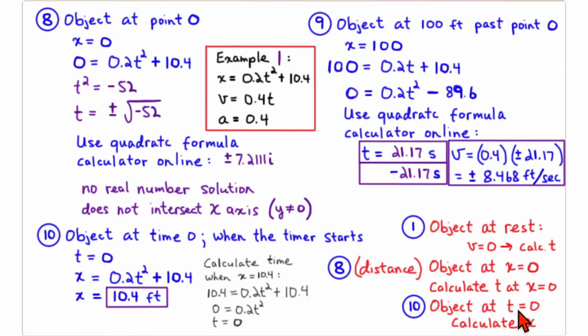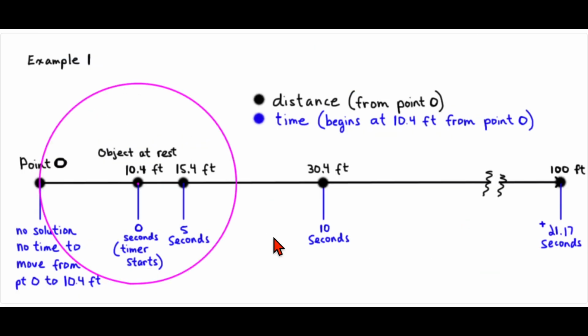And where's the object at time 0? Calculate the distance with time equal to 0. And here's a line diagram that shows distance from point 0. So here's point 0. You're going this way. This is distance, the black, and the time is the blue. So it's starting at 10 4/10 feet from point 0. This is time 0 right here. So 5 seconds, 15 4/10 feet. 10 seconds, 30 4/10 feet. 21 and 1700 seconds is at 100 feet.